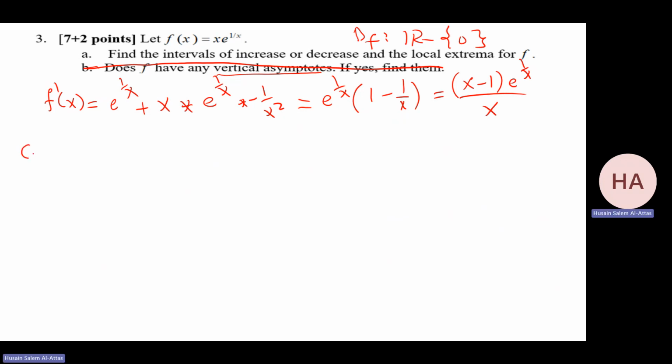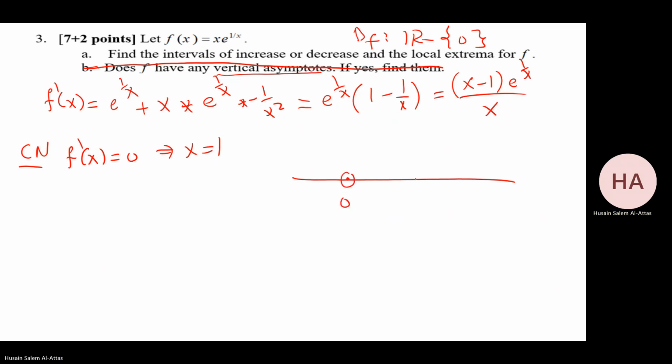Okay. Critical numbers. F prime equals 0, so I have x equal 1. F prime does not exist at 0, which is not in the domain. So I'll put these two numbers, 0 and 1. Check the signs. Before 0, take a negative value. This is always positive, so no worries. This will be negative over negative, so that will be positive. Between 0 and 1, take half. That will be negative. Take 2, that will be positive.